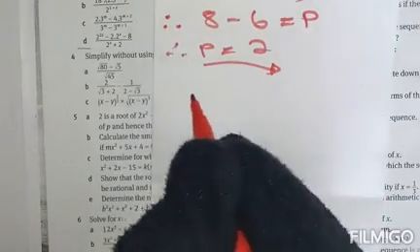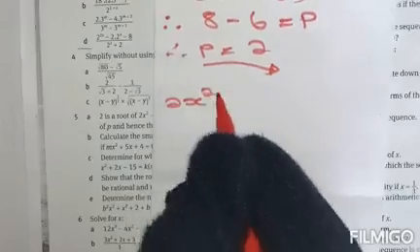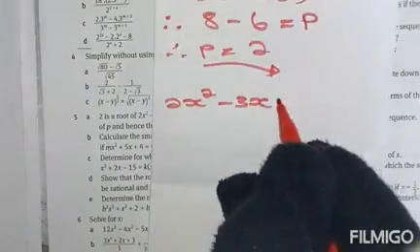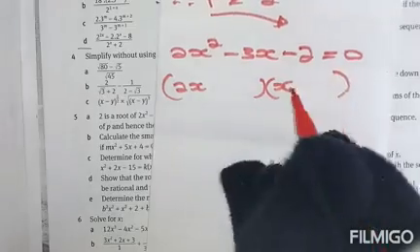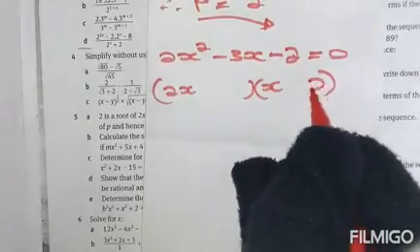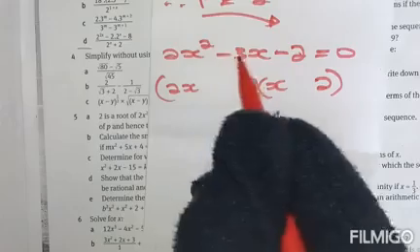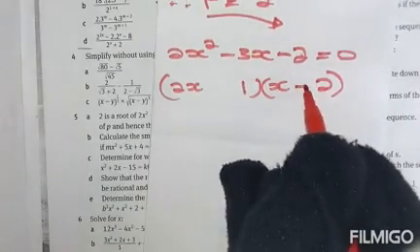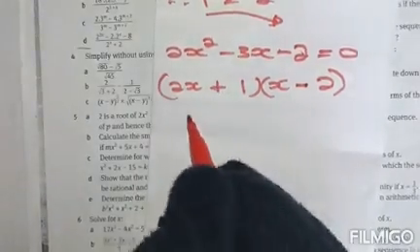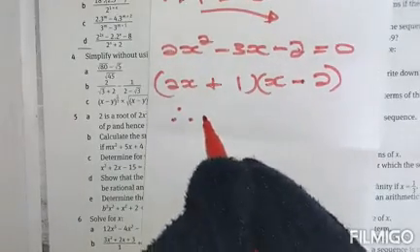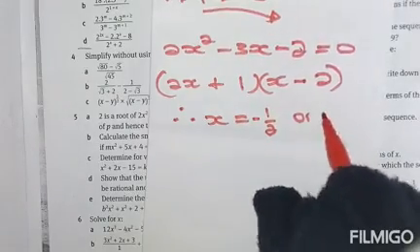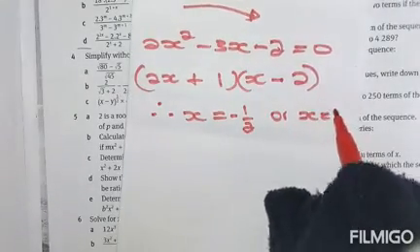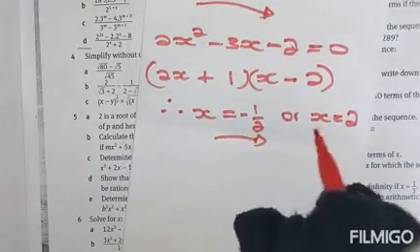And for the other root, the equation is 2x squared minus 3x minus 2 equals 0, using the value of p, which is 2. Factorizing this will give us (2x ...)(x ...), with 2 and 1. Since our middle term is negative, we have minus 2 and plus 1. Therefore, x equals minus 1 over 2, or x equals 2. That is our answer here.